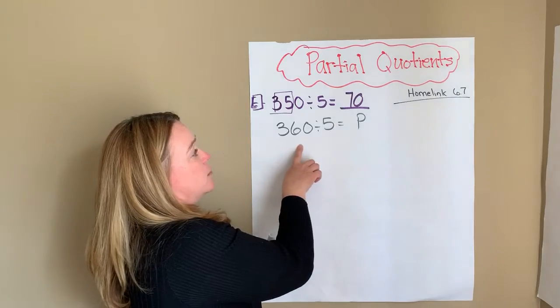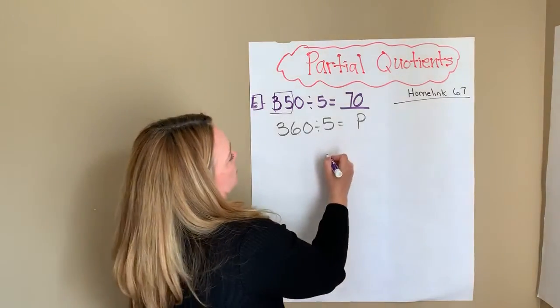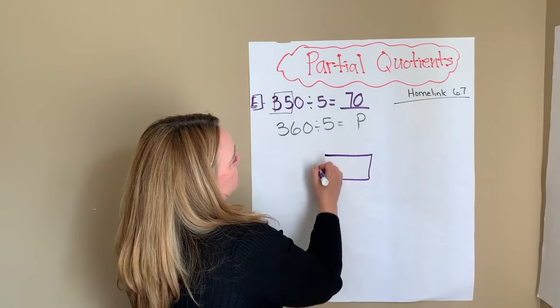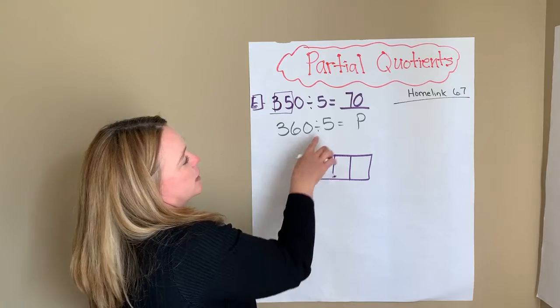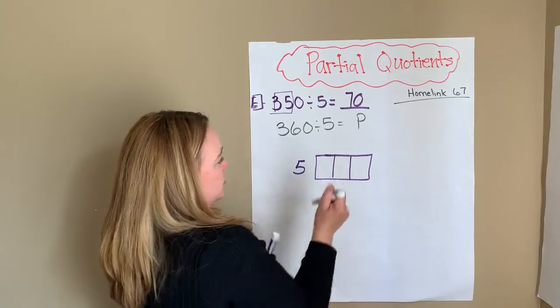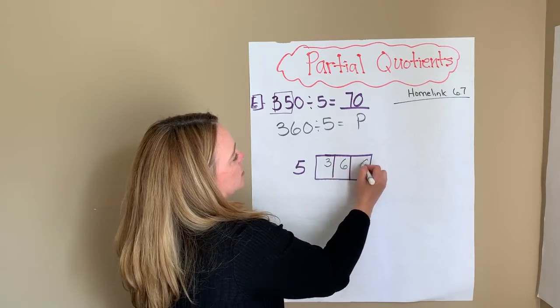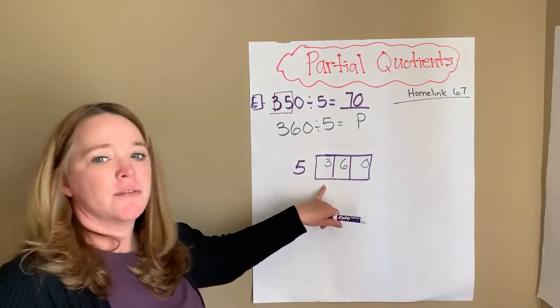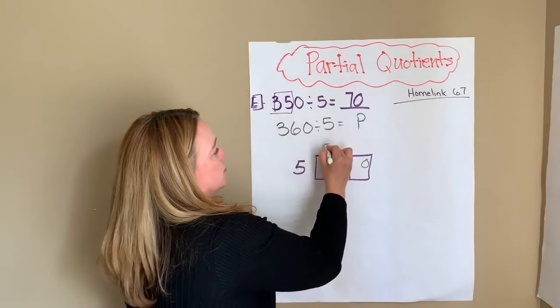I know that I have to make 3 boxes to partition my rectangle into 3. I know the number on the outside is 5, and I'm going to fill in my boxes. I'm going to put a 3 here, a 6 here, and a 0 here. And then I have to decide, can 5 go into 3? The answer is no, so I would write a 0.